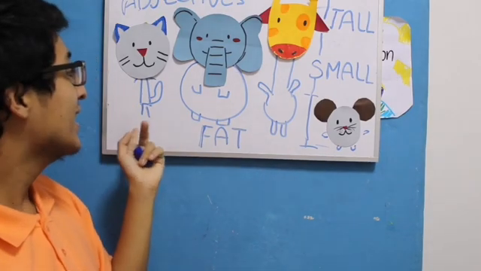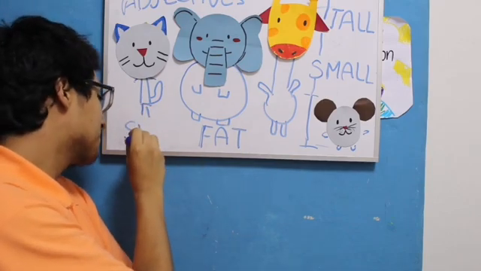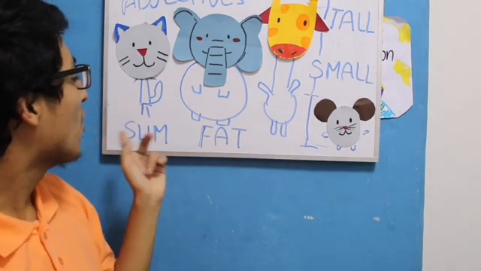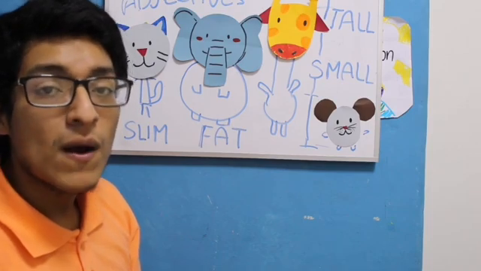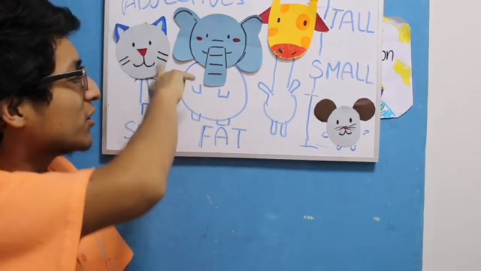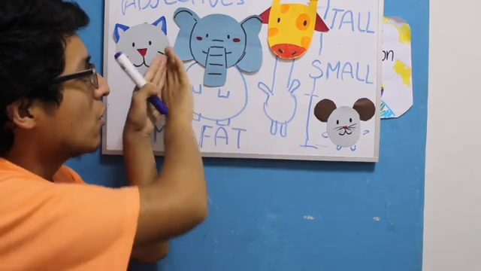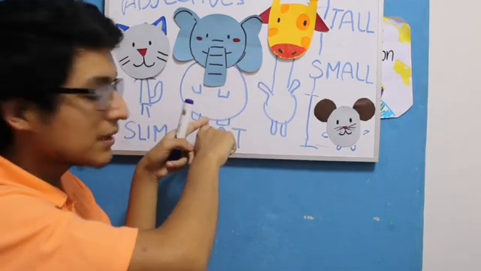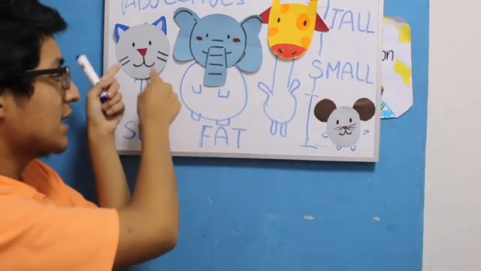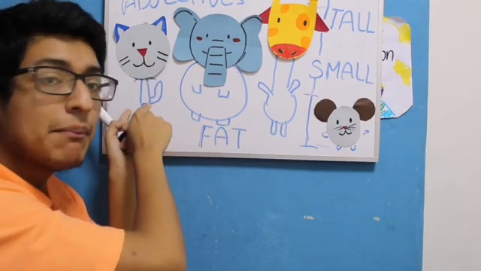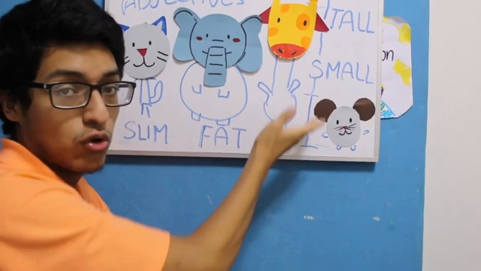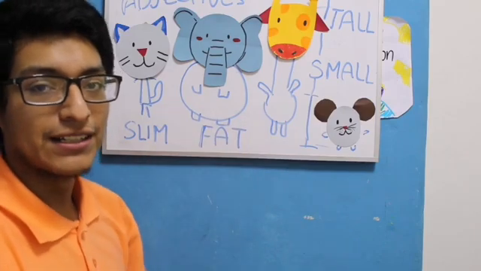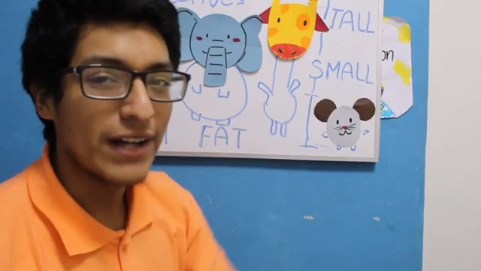And the cat is slim. Right. So, what is slim? Well, slim is the opposite of fat. If fat is like this, slim is like this. Slim, fat, tall, small. Yes, these are four adjectives, okay? Let's see the other two adjectives.